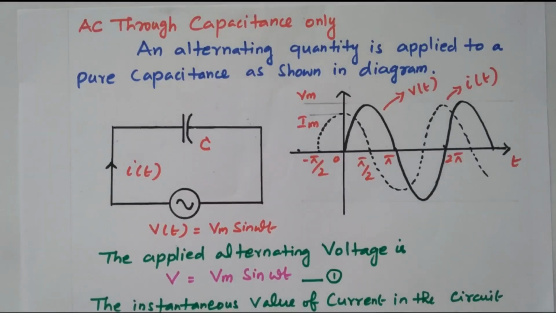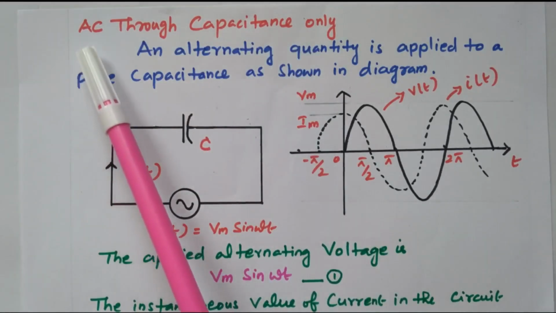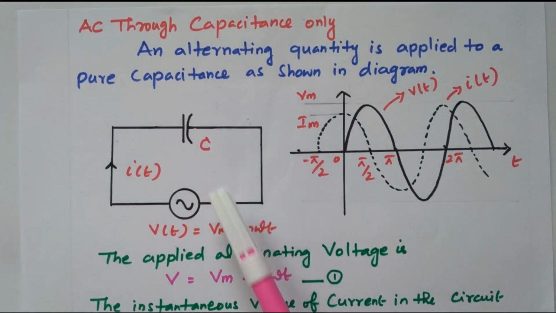Welcome viewers. In this video, we'll see the AC through a capacitance only. When the AC voltage is applied to the capacitance, what is the behavior of the circuit? What is the behavior of voltage, current, and what is the expression for instantaneous power and average power? We will see in this video.